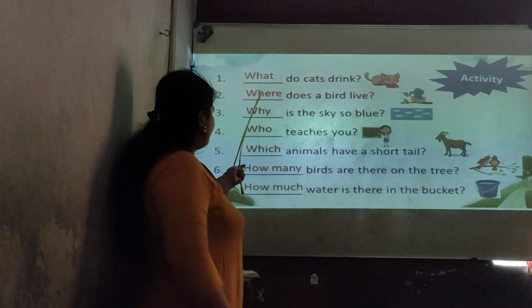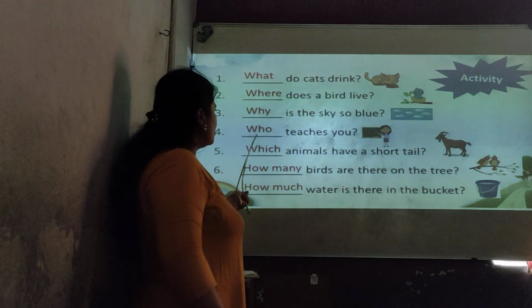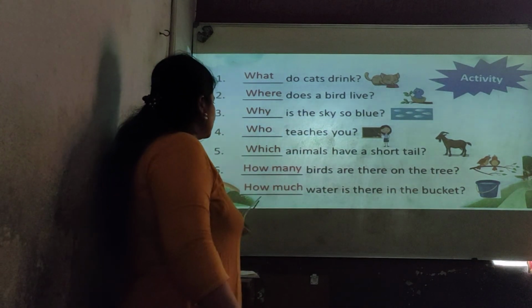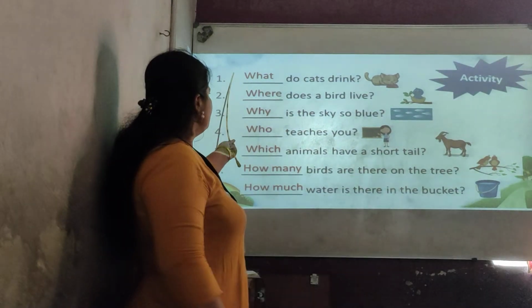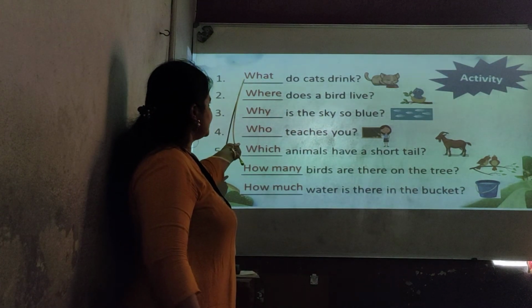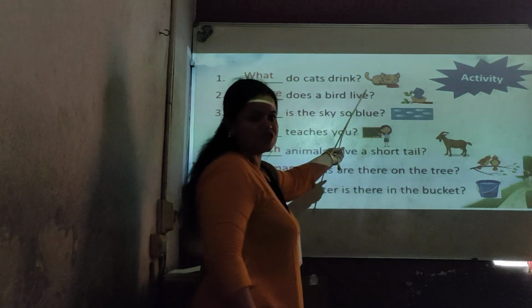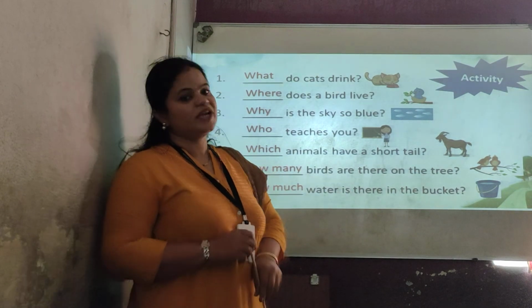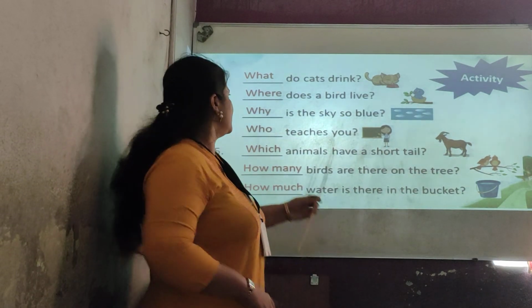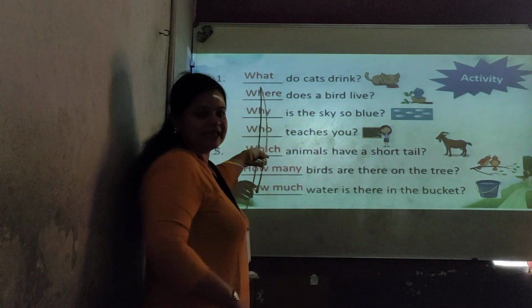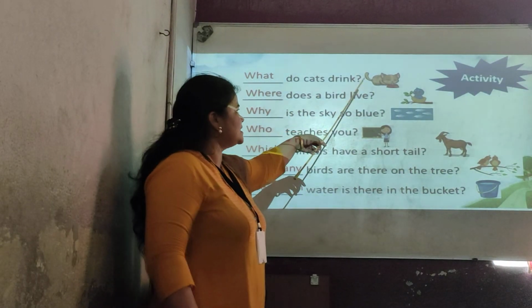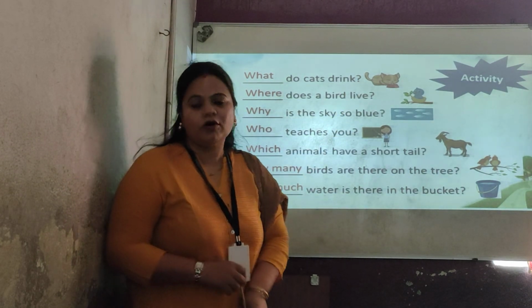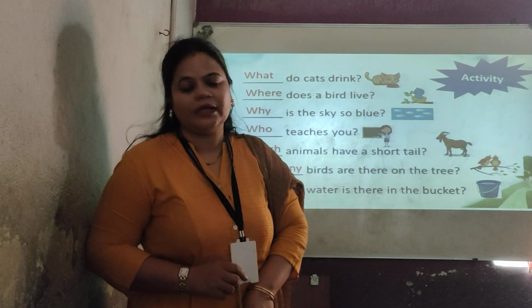So what, where, why, who, which, how many and how much. These are the special words. They begin with a capital letter and end with a question mark. So all of you understood about the question words. Question sentences have special words which begin with a capital letter and end with a question mark. So children, hope all of you understood this topic very well.